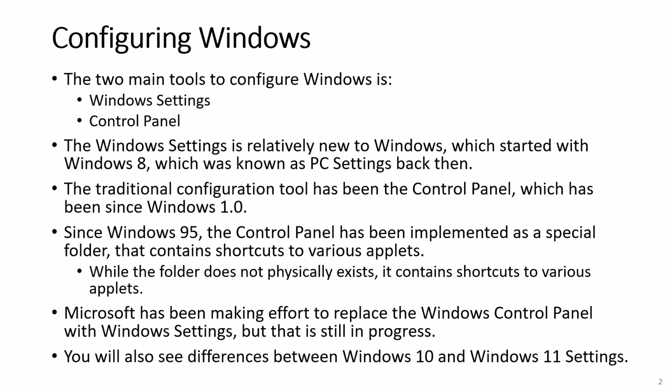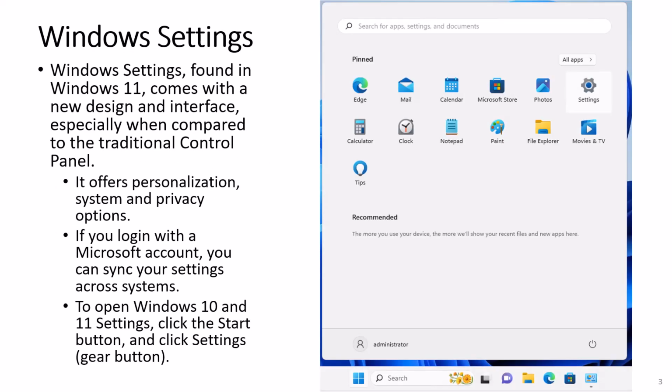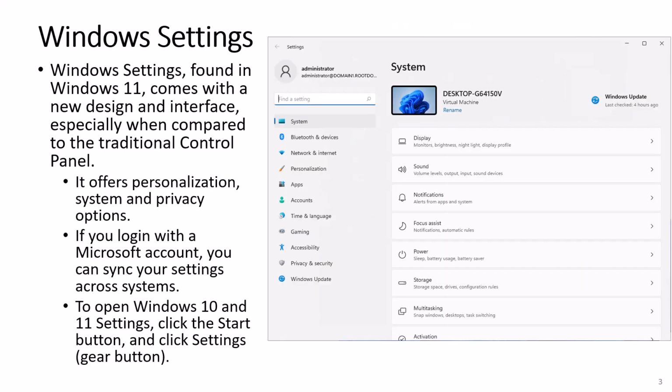Microsoft has been making efforts to replace the Windows control panel with Windows settings, but that is still in progress. You also see differences between the Windows 10 and Windows 11 settings. Windows settings found in Windows 11 comes with a new design and interface, especially when compared to the control panel. It offers personalization, system, and privacy options. If you log in with a Microsoft account, you can sync your settings across systems. To open Windows 10 and 11 settings, click the Start button and click Settings, which is the gear button.